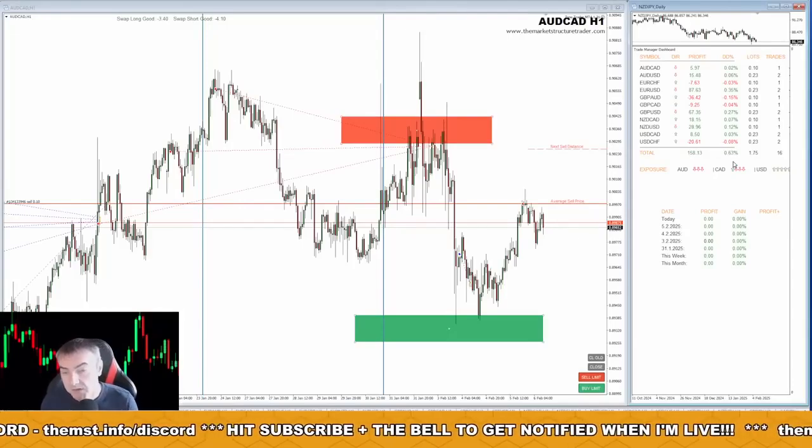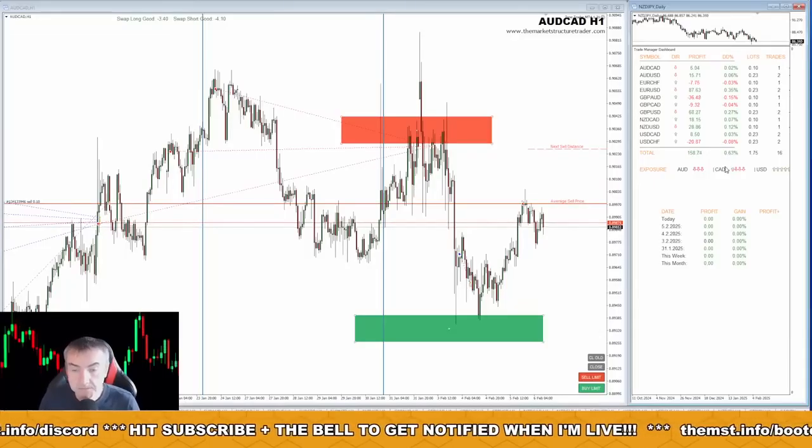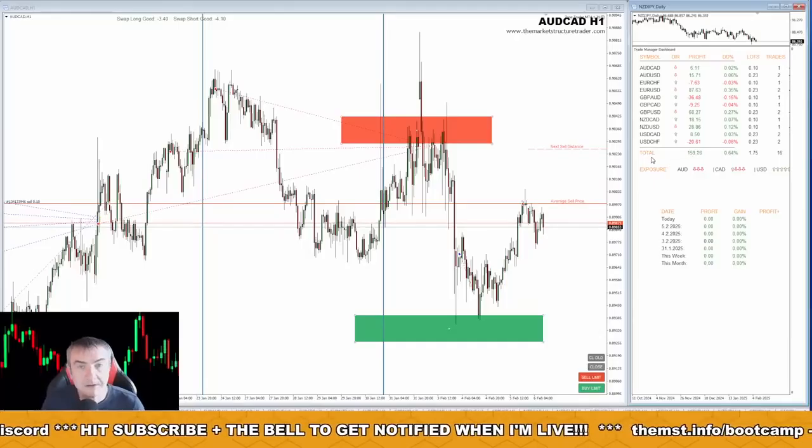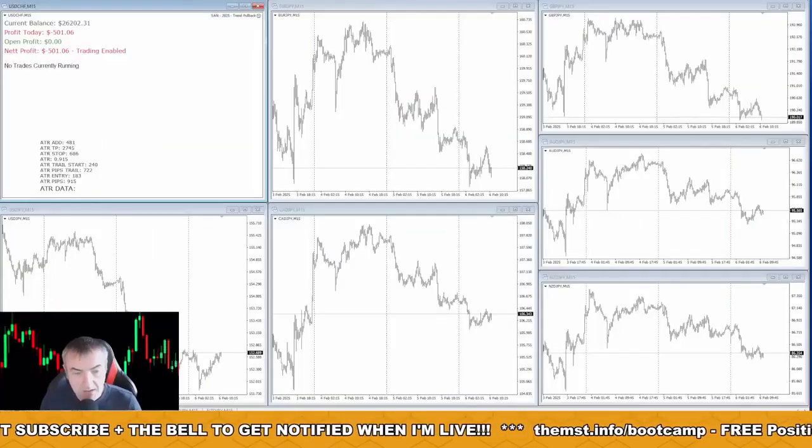So we got the pound. I've got three £3 exposures on. 1 short, 2 long. So it doesn't matter what happens to the pound today. I'm banking something, which is always a nice thing.